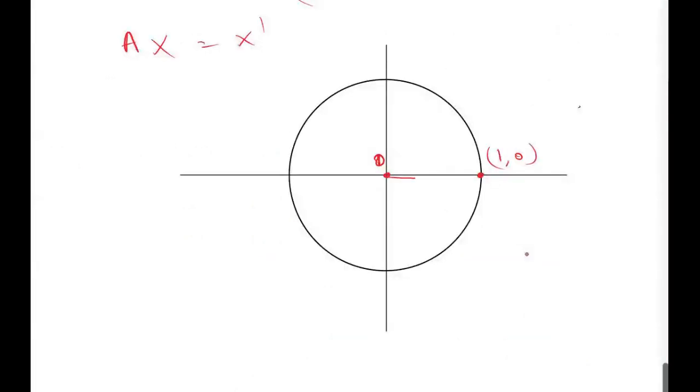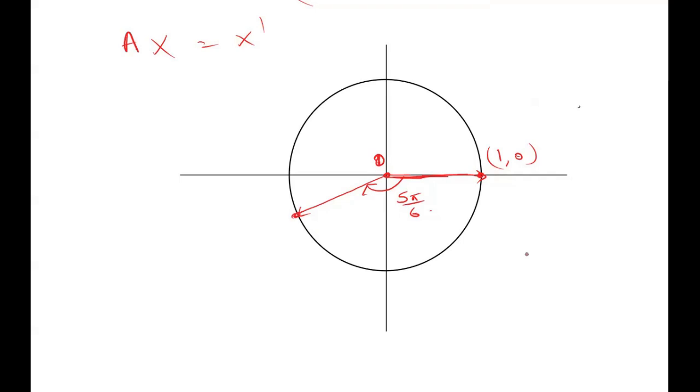So this was my matrix. This was my vector. After doing 5 pi by 6 in the clockwise direction, I am reaching somewhere around here. Now this is my 5 pi by 6.